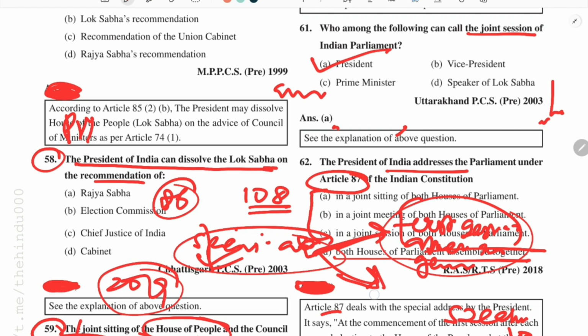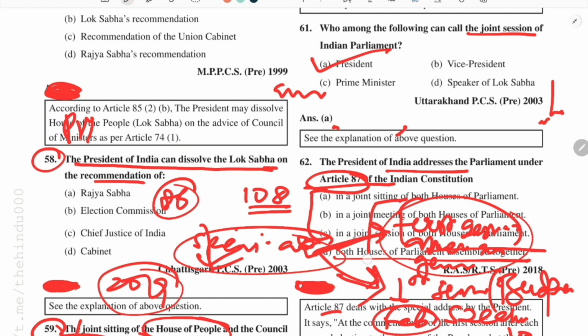Second situation is when at the first session of each year, and that is always the budget session which starts in the Feb month. So these are the two instances where the special address of president takes place. So this question is about assembling together of the both houses. So in the situation, the special address takes place when the both houses of parliament are assembled together.